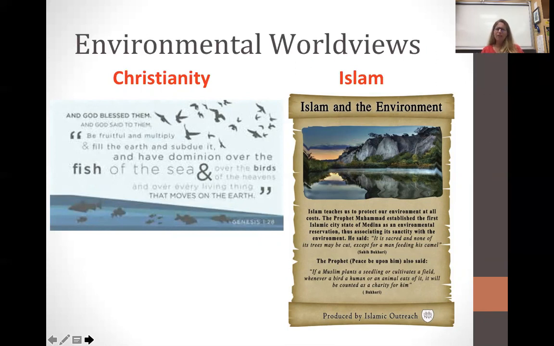Let's contrast that with Islam. The quote here is, if a Muslim plants a seedling or cultivates a field, whenever a bird, a human, or an animal eats of it, it will be counted as a charity for him. So by eating that bird, eating that seed, the environment is doing man a favor, is doing man a charity. And so instead of Christianity, where we're controlling the environment, in Islam, the environment is giving willingly to man.